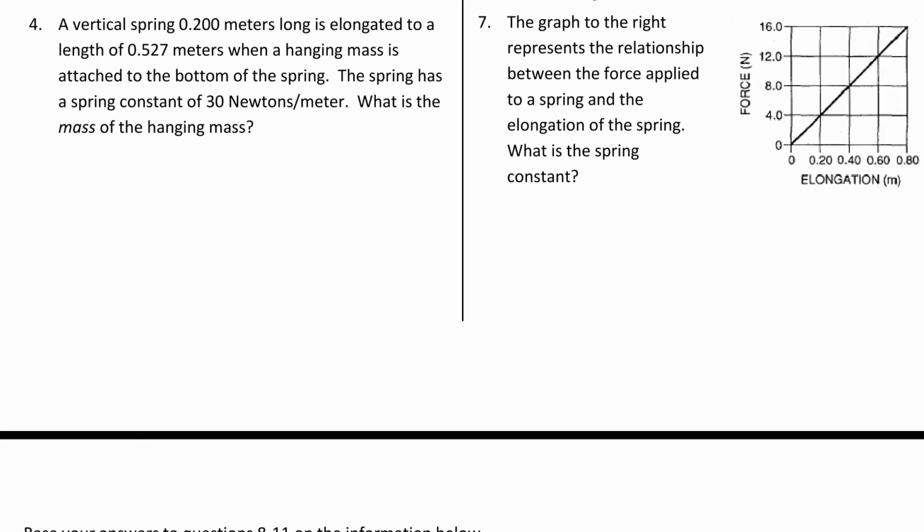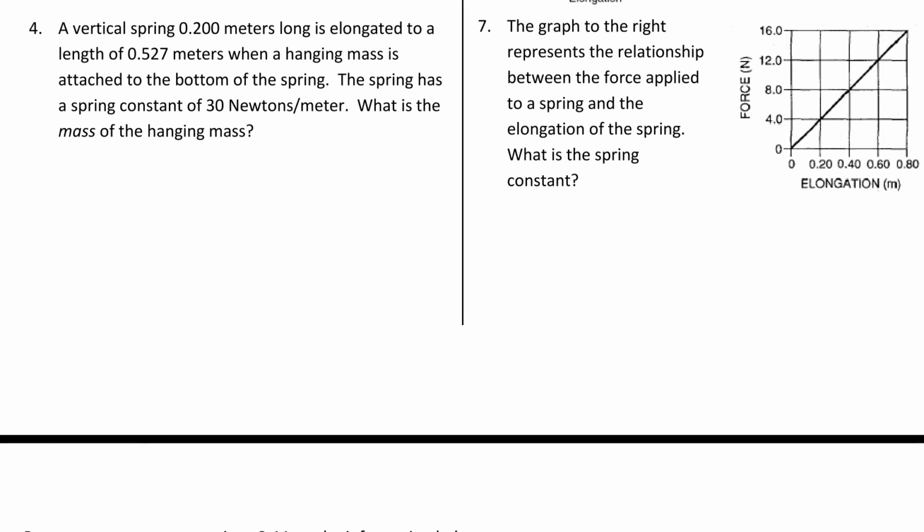Here we go. Let's finish reading the question. It says the spring has a spring constant of 30 newtons per meter. What is the mass of the hanging mass? This is like a 3-step problem. They gave me the spring constant, and they're telling me some kind of distance here, so that's probably going to be x a little bit. They're telling me some information to find x at least. And I probably got to find F again, right? That's what we've been doing.